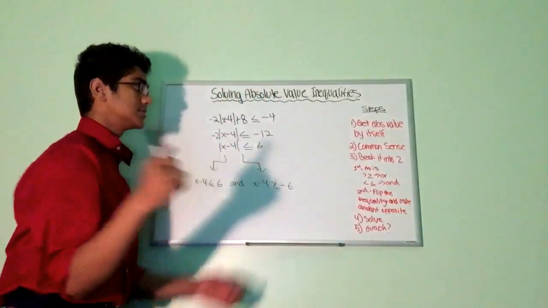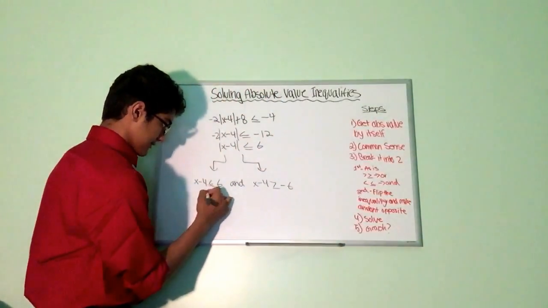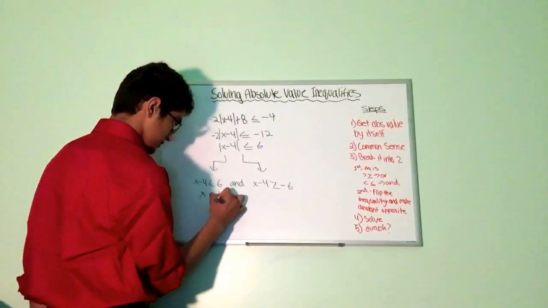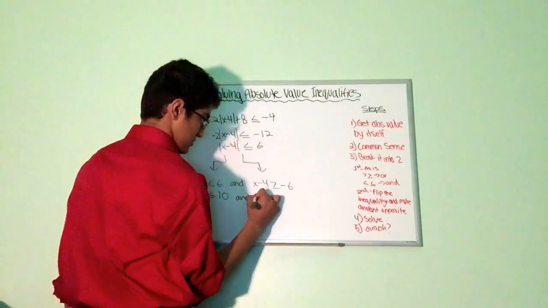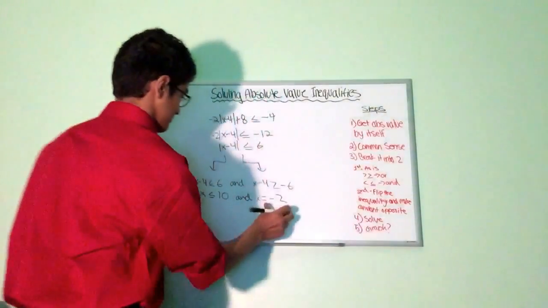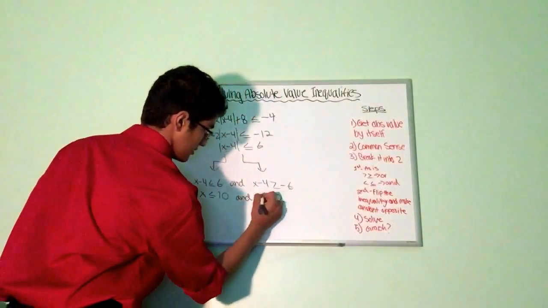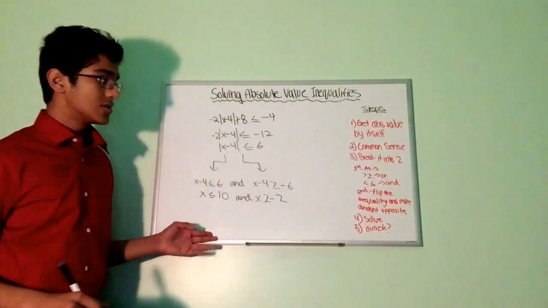From here, all you do is solve the inequality. So x would be less than 10 and x greater than negative 2. Wait, sorry. And over here, these would be your inequalities.